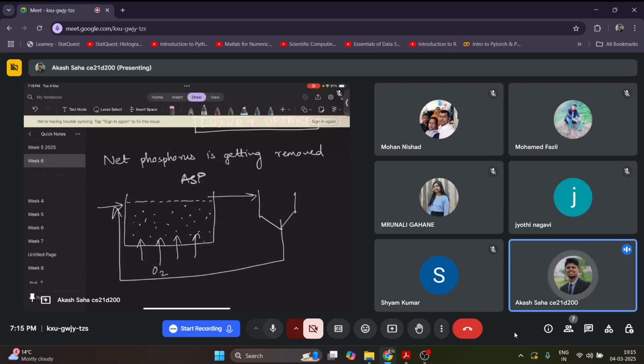Now in MBBR, instead of the bacteria fully moving freely, we provide some kind of carriers, some kind of plastic or aerated blocks, some kind of carriers.